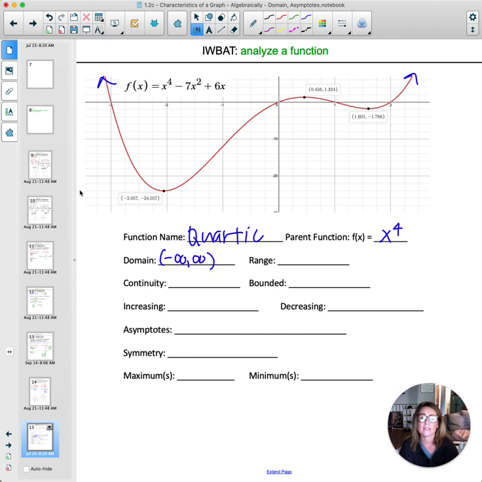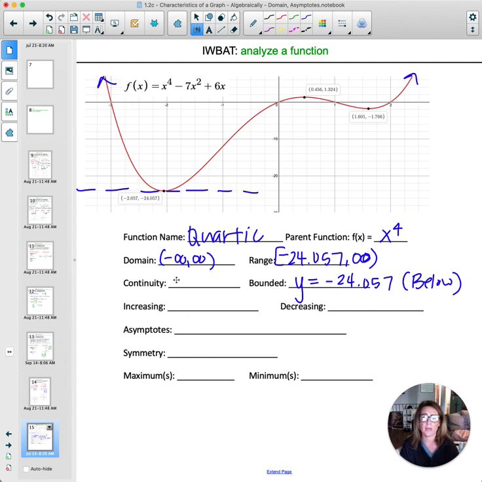Range, okay, it's bounded below here. There's a bottom number that it can't go past. So I'm going to actually put that in. It's bounded here at y equals negative 24.057, and it's bounded below. So that means our range starts at that number. We do have a point there, so it's going to be a hard bracket, and then up to infinity. We can draw this whole function with one pencil motion without lifting up our pencil. So there's no discontinuity. So I'm just going to put a dash through there.